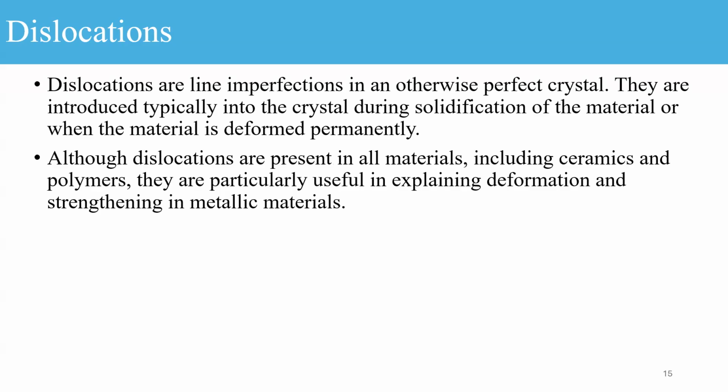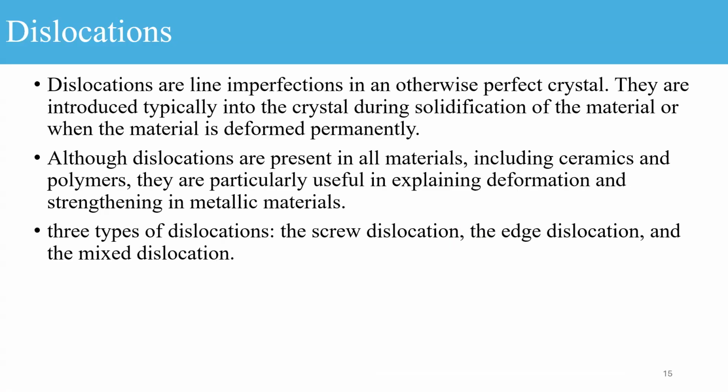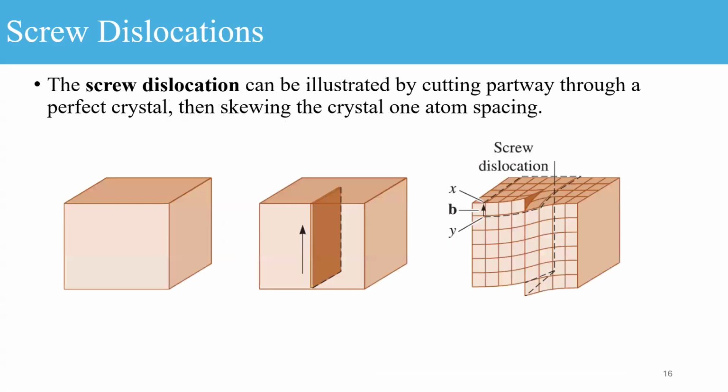Although dislocations are present in all materials, including ceramics and polymers, they are particularly useful in explaining the deformation and strengthening of metallic materials. So our focus will be mostly on metallic materials. There are 3 different types of dislocations: screw dislocation, edge dislocation, and mixed dislocation. Mixed dislocation is basically the combination of screw dislocation and edge dislocation.